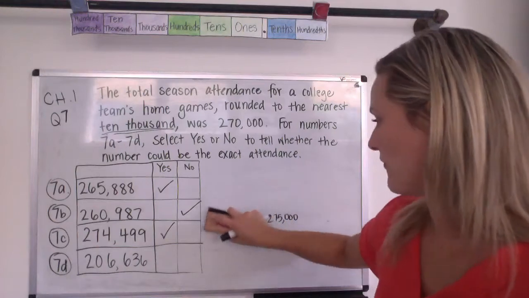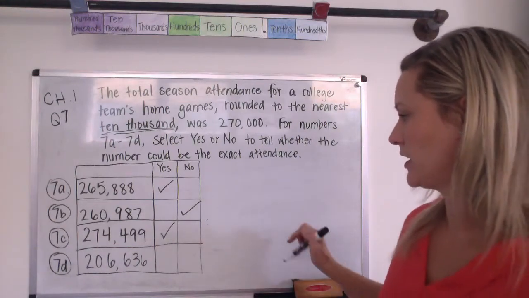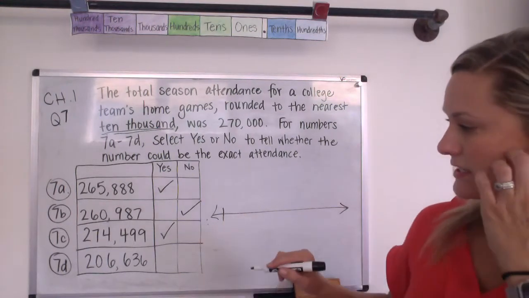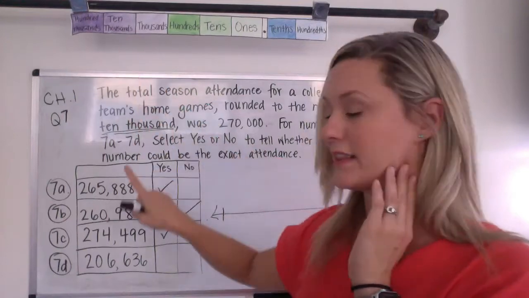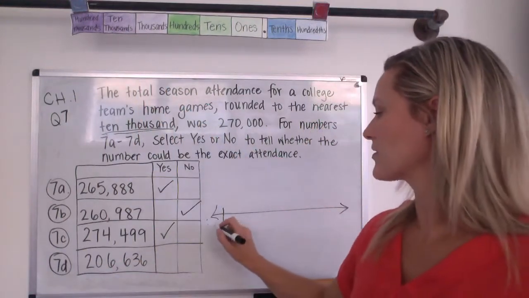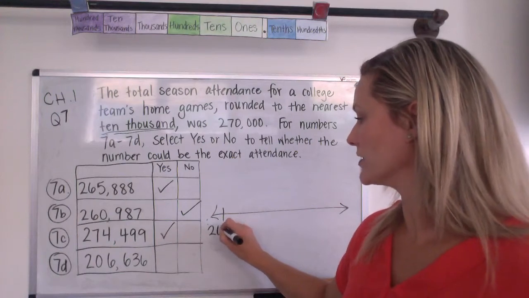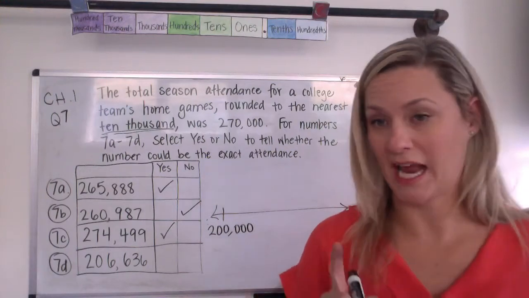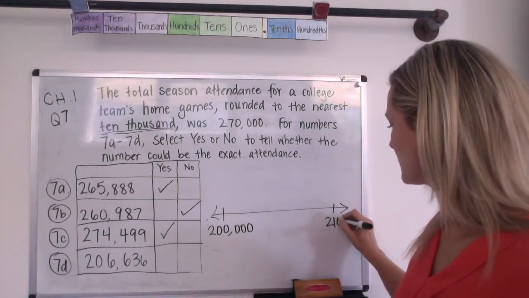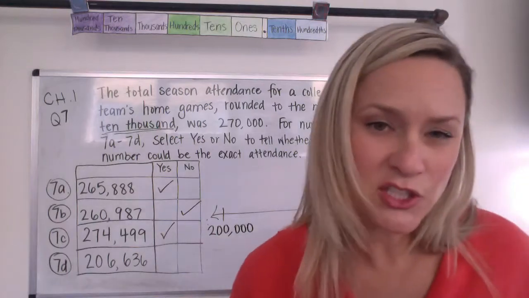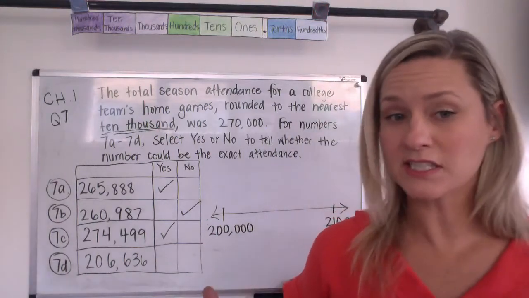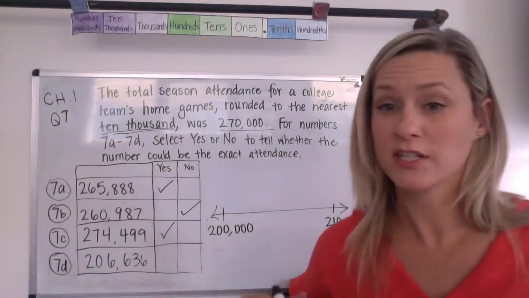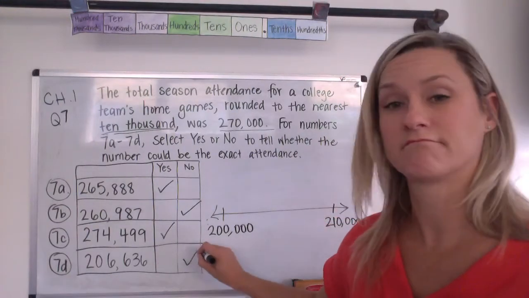Okay, let's do the final rounding situation. We've got 206,636. Now, there is a 0 in the 10,000s place in this number. So it's either going to fall between 200,000 or 210,000. We actually don't even need to do anything else because we don't even have this number on our chart. So the answer is automatically no.